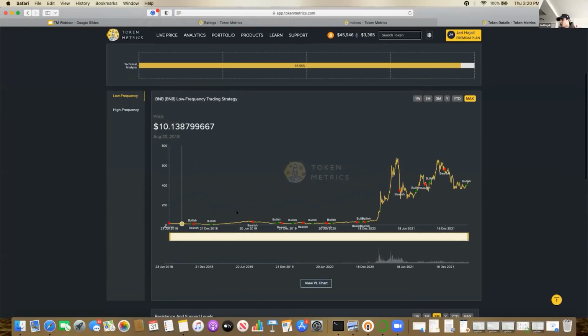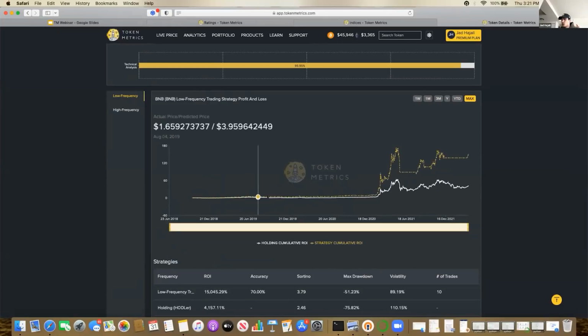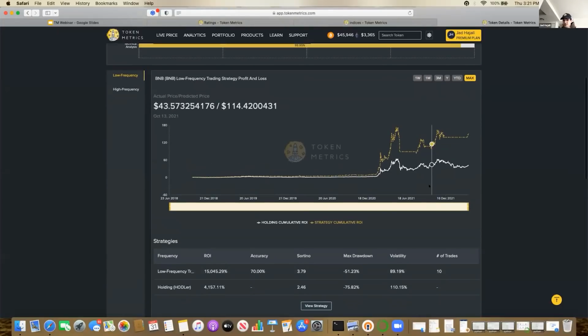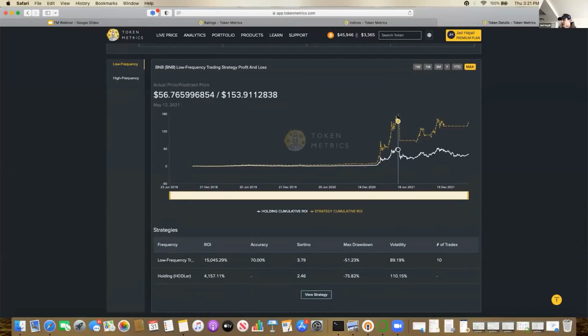And yeah, so you get all these signals on Binance. And the nice thing is that we also show you the backtest of following these signals to the letter. Since December 2018, we had 10 trades on Binance following our strategy. Here, the strategy is in yellow compared to holding in blue. So if you held BNB since 2018, you would have made 4,000%. But if you followed the low frequency trend indicator, you would have made 15,000%.